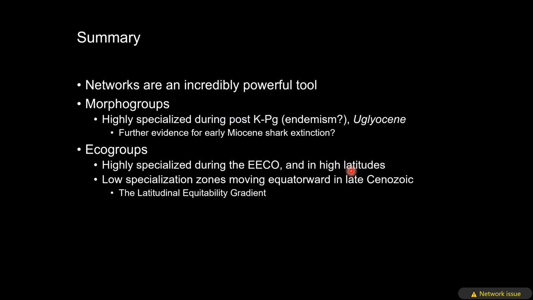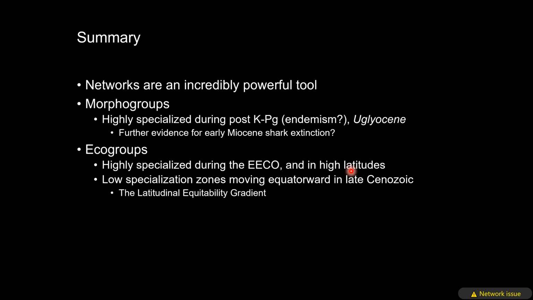So to summarize, networks are clearly an incredibly powerful tool in paleobiology and for looking at the planktonic foraminiferal record. And our morpho groups showed very high specialization post KPG and potential endemism within the southern high latitudes. And of course, that ugly Eocene really picks out very nicely, showing high specialization, again, within the southern hemisphere especially, and across all latitudes, we have higher specialization of morpho groups. And potentially further evidence of the early Miocene shark extinction put forward by Elizabeth Seibert.